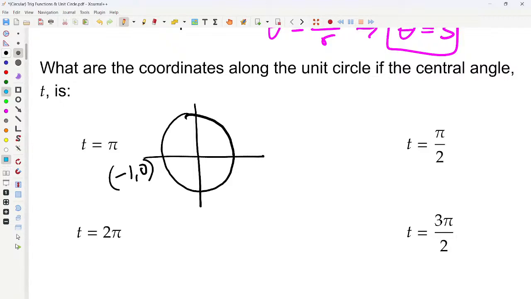How come? Because this is a radius of 1. This is a radius of 1. But we know on the coordinate plane, when you move to the left, that just means -1, 0. So we associate the point -1, 0 with rotating pi radians.